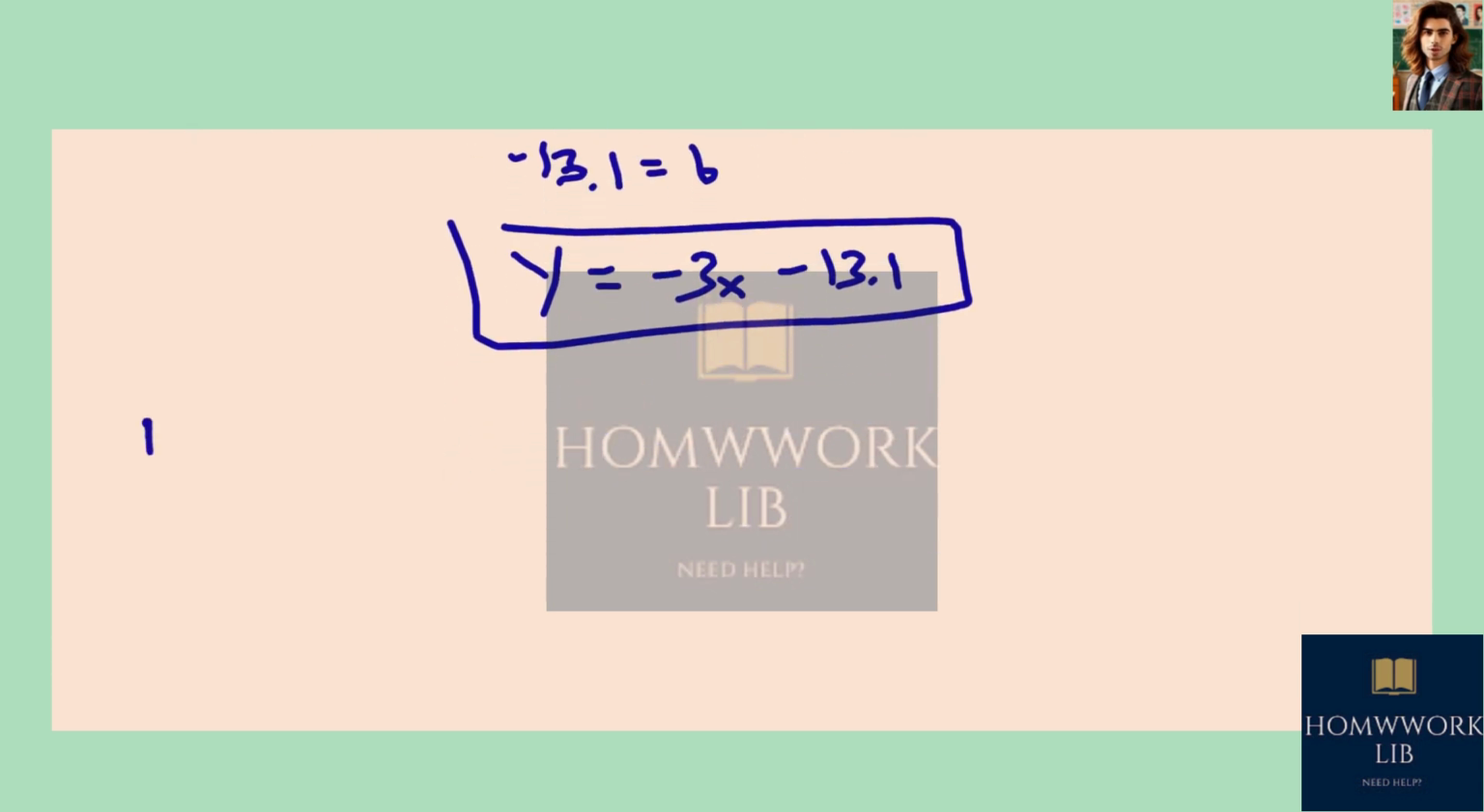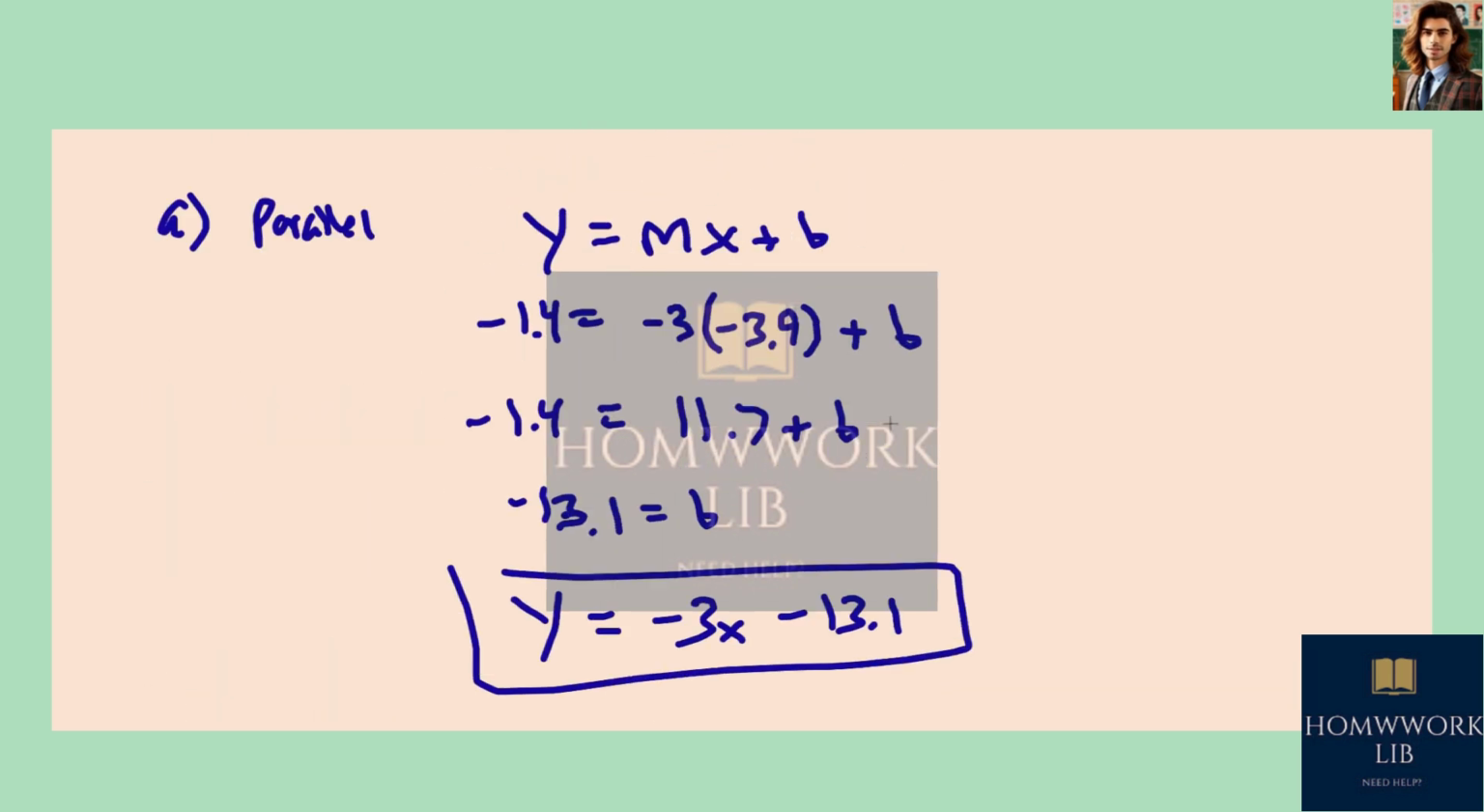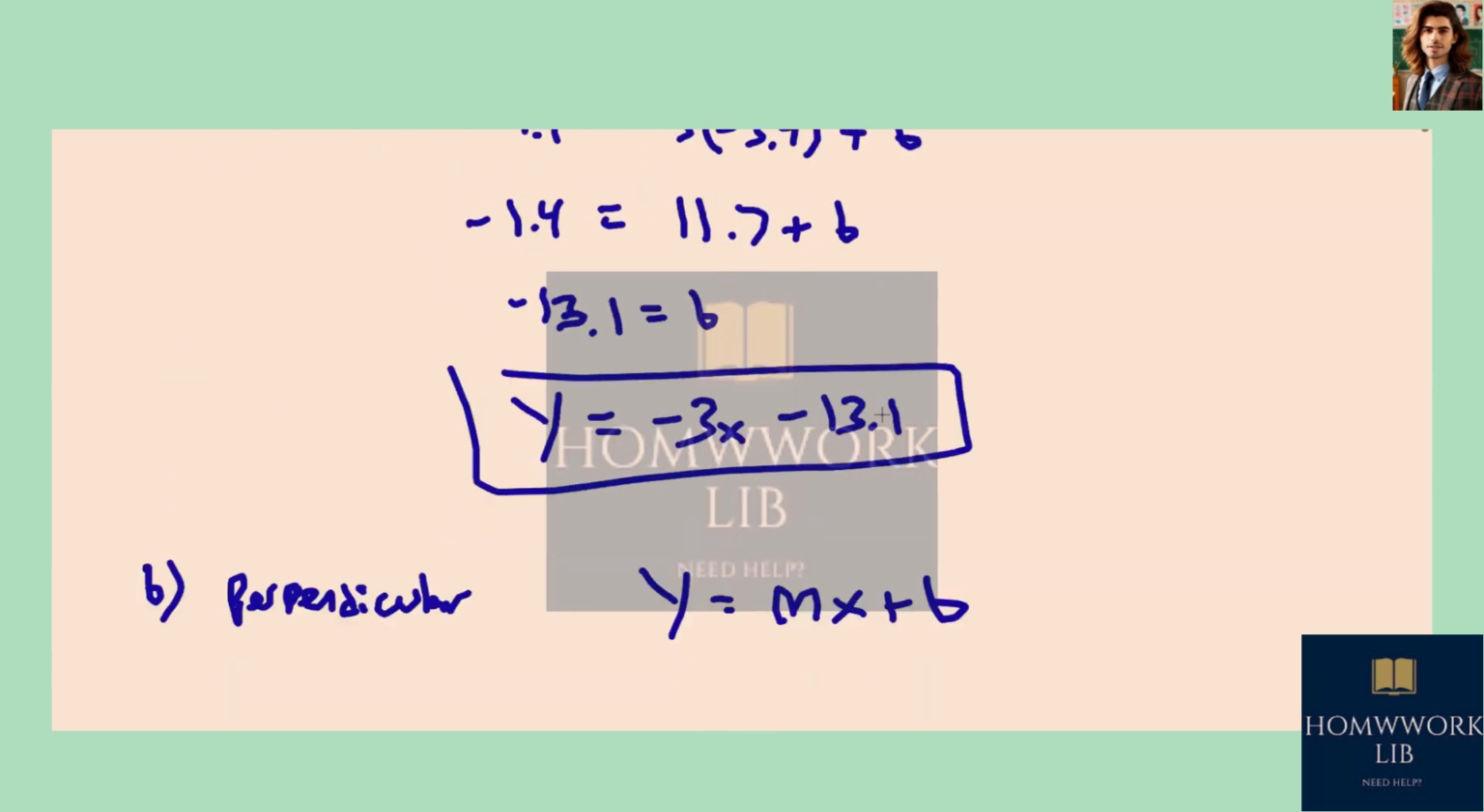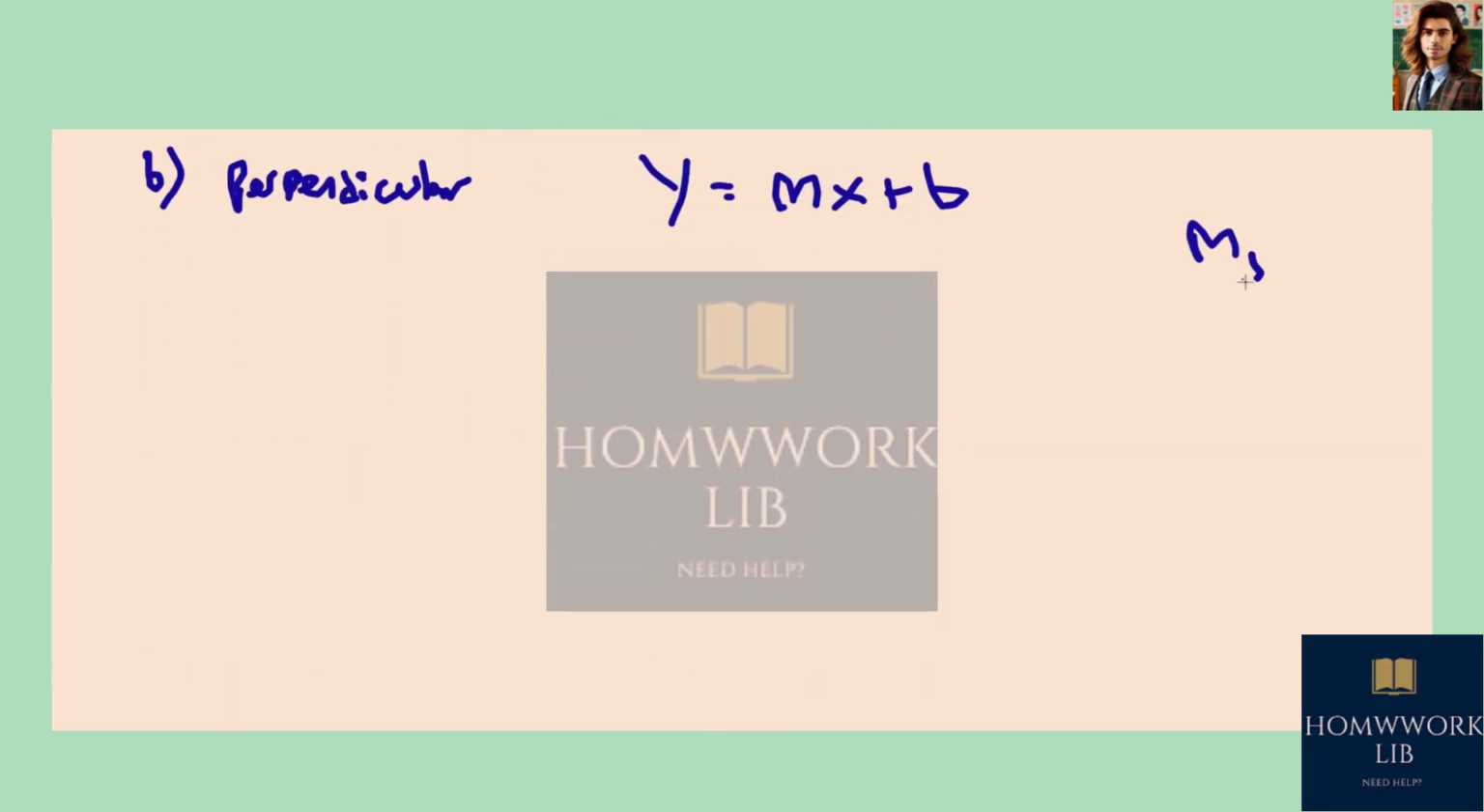Onto the perpendicular. Back to our first structure. So if the slope of this line is negative 3, the perpendicular slope is 1/3, the opposite reciprocal. So we're going to use 1/3 for m. Through that same point would be negative 3.9, and the y value, still the negative 1.4.